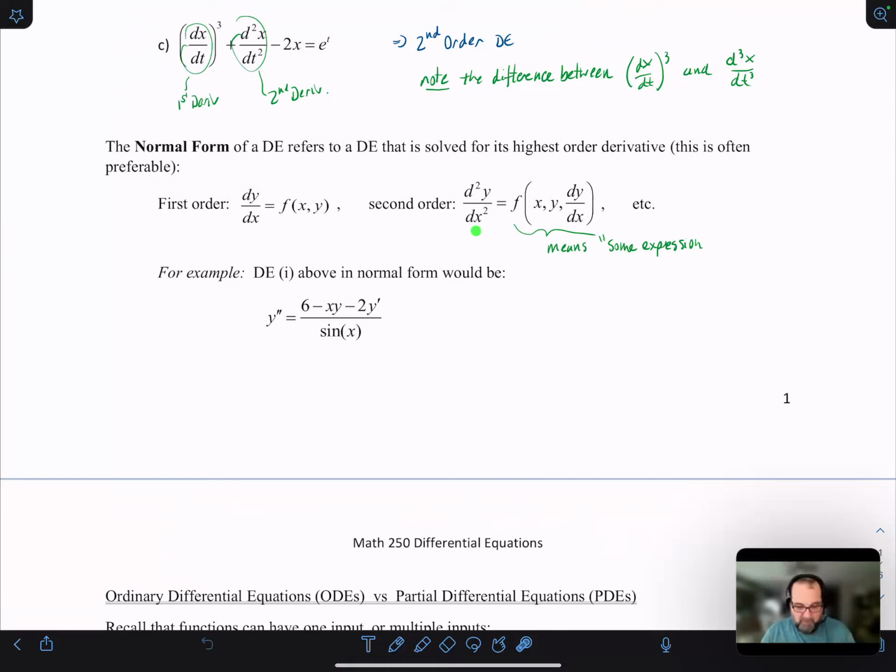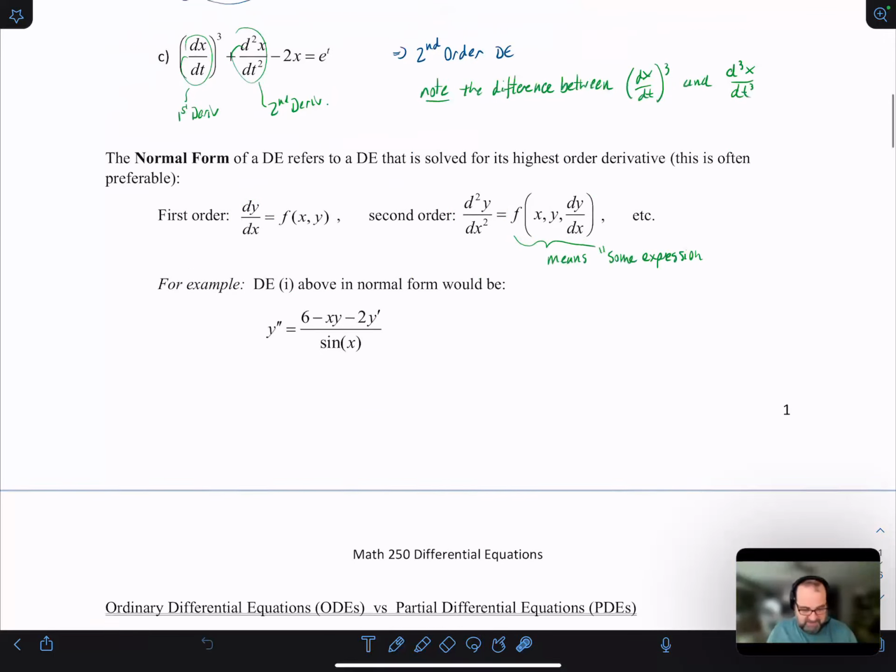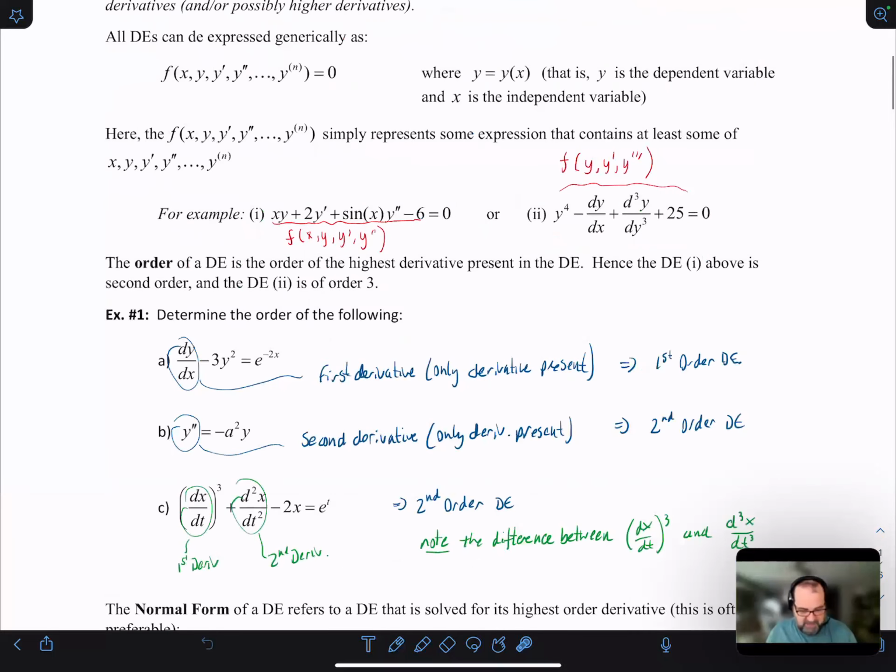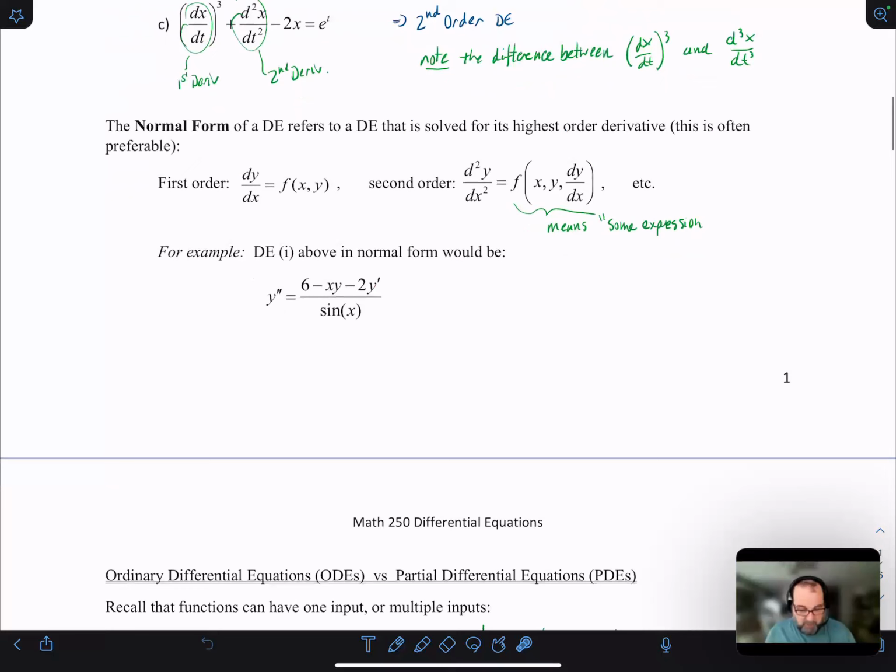Again, normal form for a second order would have the second order derivative on the left, and therefore on the right, we would have some sort of expression involving x, possibly y, and possibly a first derivative dy dx, and so on. So as an example, briefly, if we take this first example we had up here and we put it in its normal form, it would look like this. And again, this is nothing more than solving for y double prime.